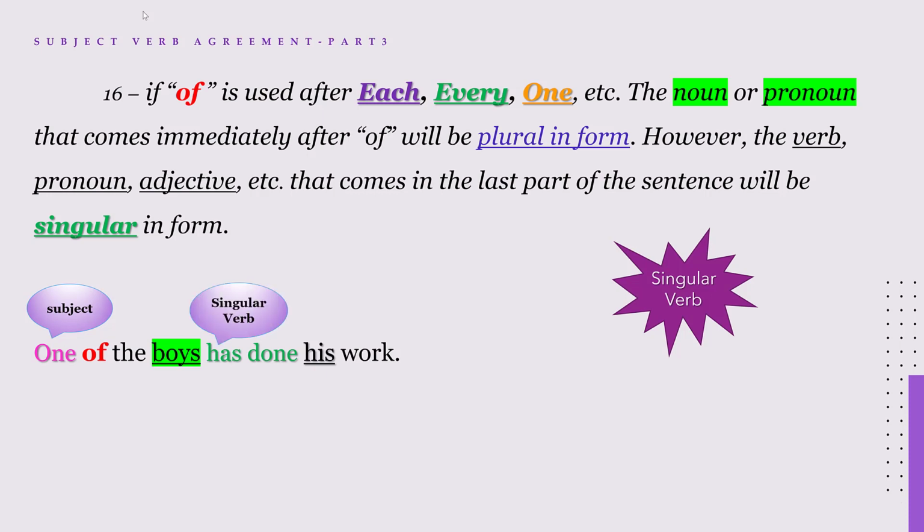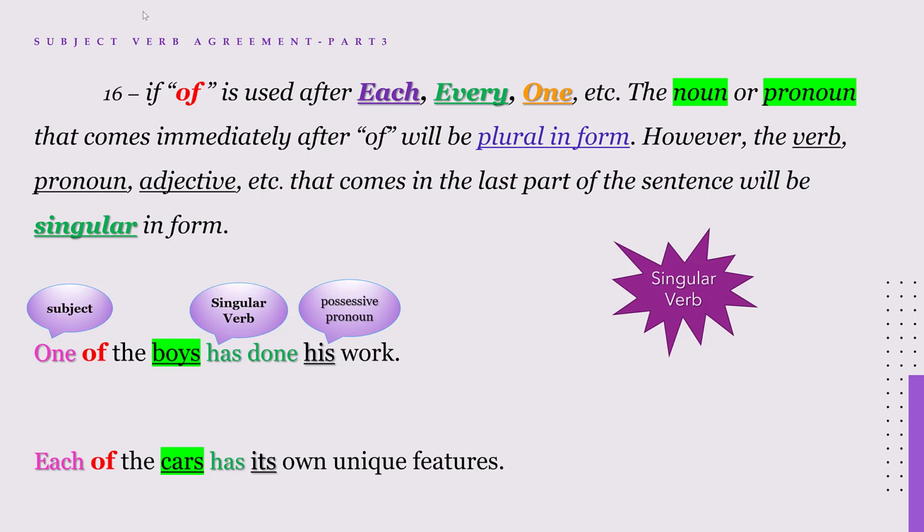Boys is the noun that comes after the word of, and it's plural. In this example, his is a possessive pronoun that refers back to the singular subject, which is one. Since one is singular, the possessive pronoun his is also singular.